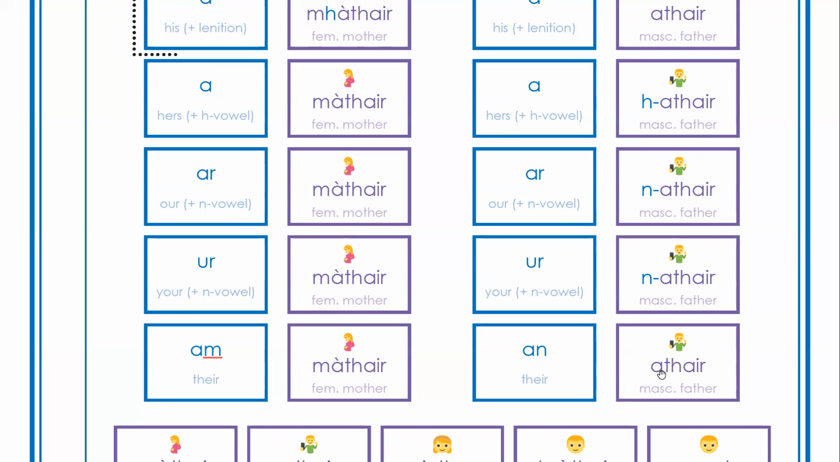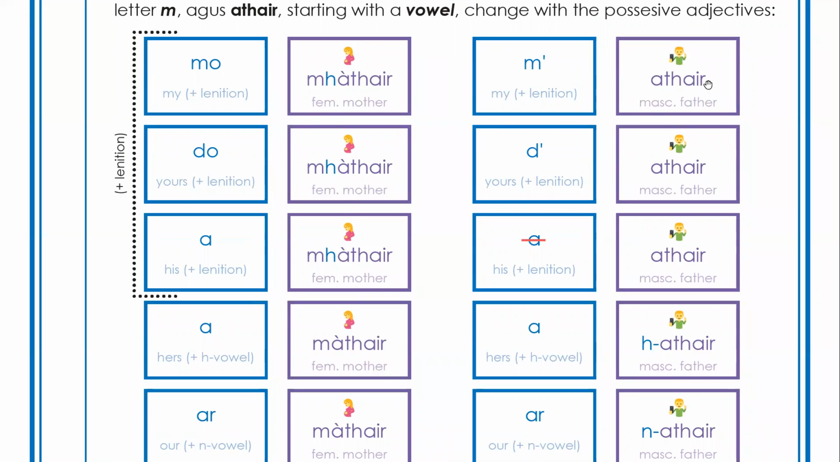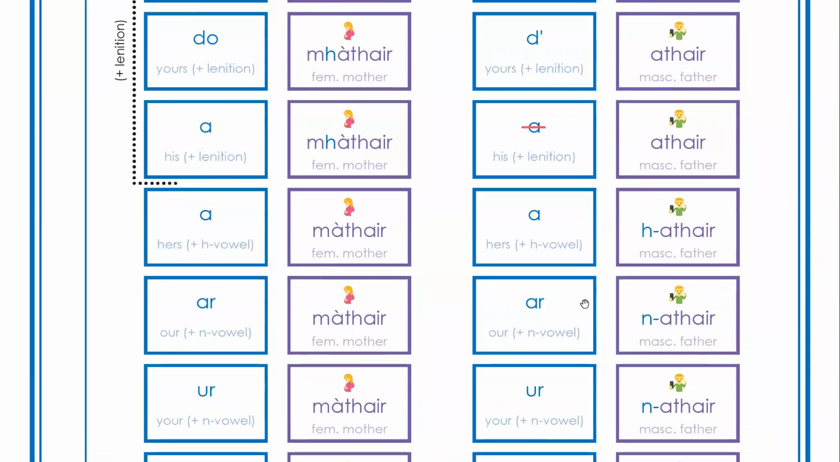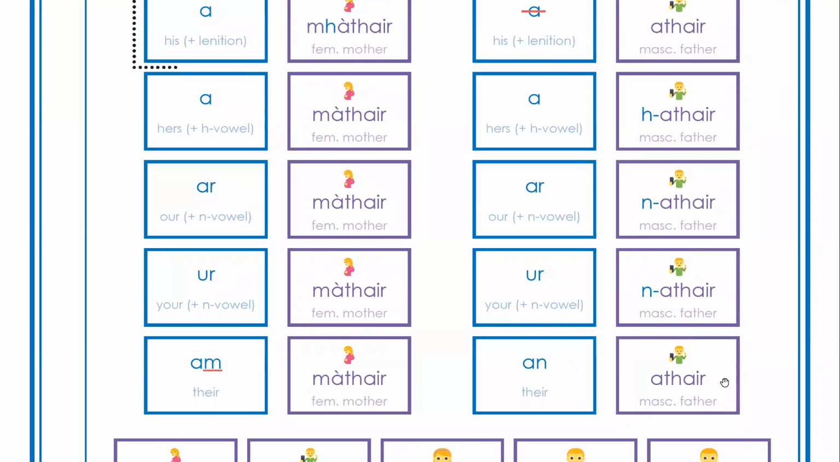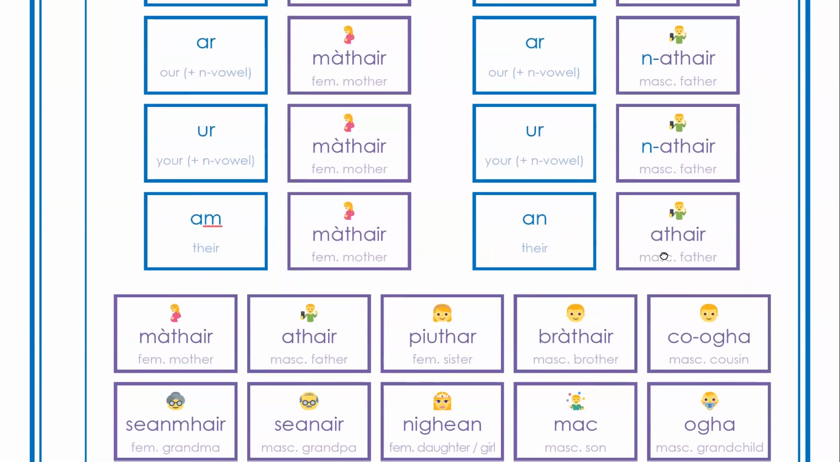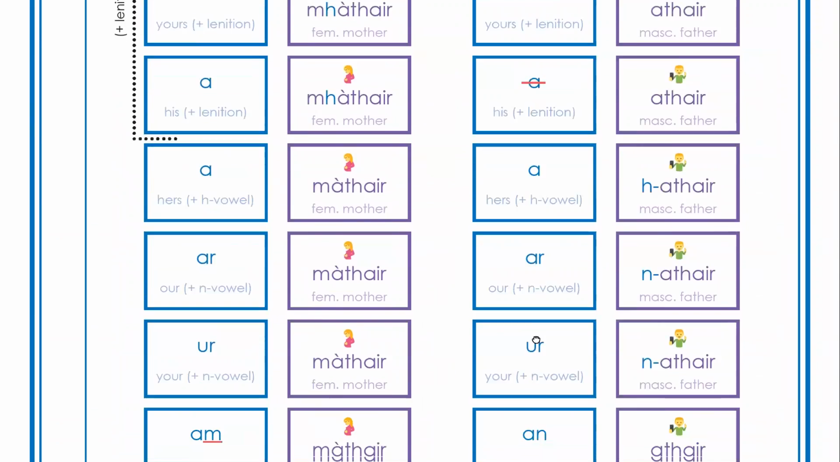Ushke, masculine, starts with a vowel. So ha an tushke aun, han tushke aun. Ha an tahid aun, ha an tahid aun. Get the T coming in if it's the father. So mahid, dahid, ahid, hahid, ar nahid, ur nahid, an ahid. So that's how we use the possessive adjectives.